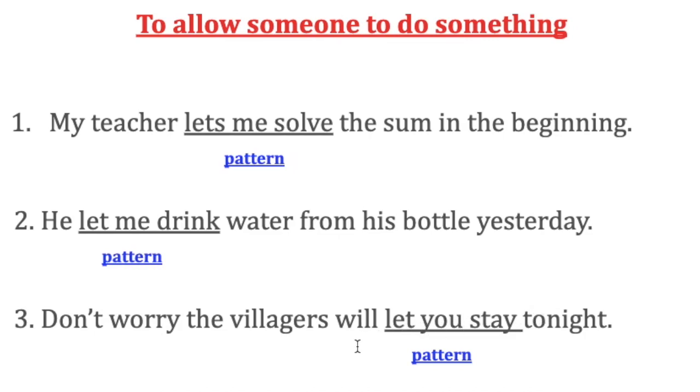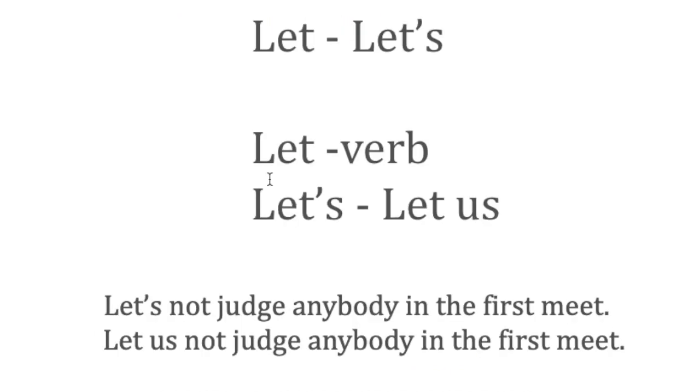Now this is again a kind of sentence which talks about a future event. Something is going to happen in the future. So you're saying, don't worry, the villagers will let you stay tonight. So the pattern remains the same. Be it any kind of tense, present, past or future, the form of let remains the same. You have to act wisely to decide in which tense the word is being spoken. Alright, can we go forward?